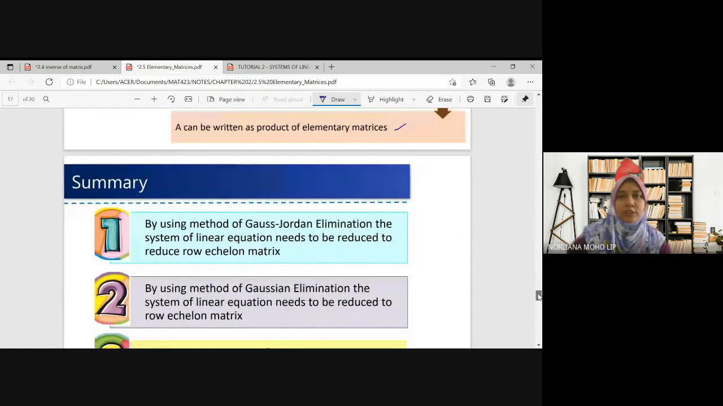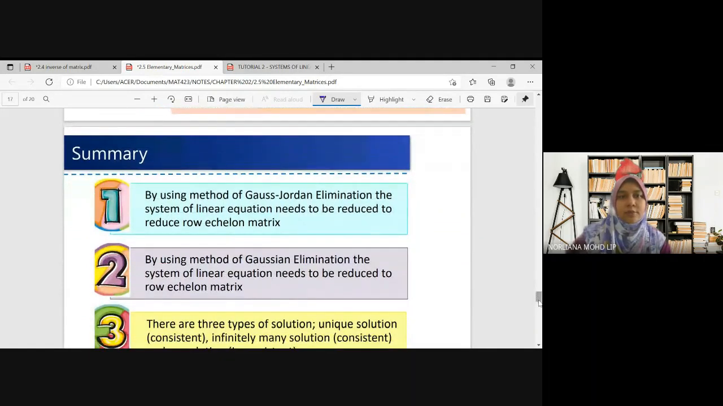Okay, summary for chapter 2, overall for chapter 2. By using method of Gauss-Jordan, the system of linear equation needs to be reduced to reduced row echelon matrix form, RREM. For Gaussian elimination, the system of linear equation needs to be reduced into row echelon matrix form, REM form.